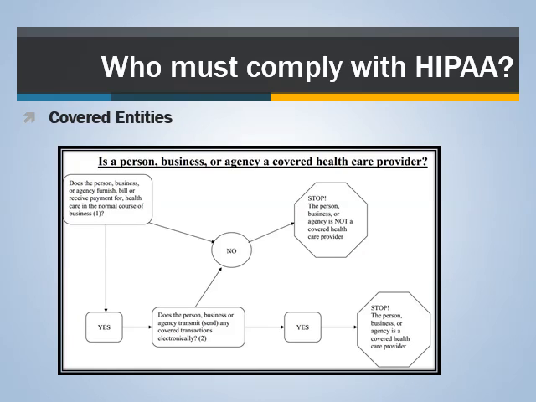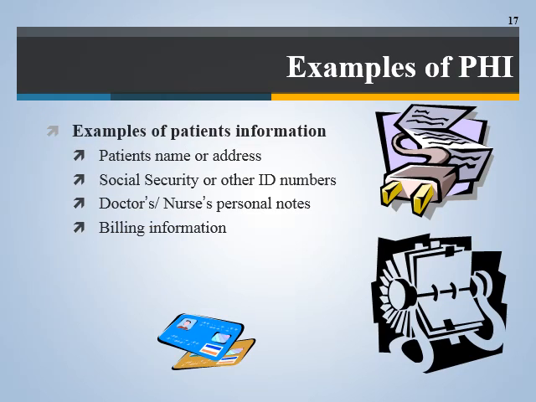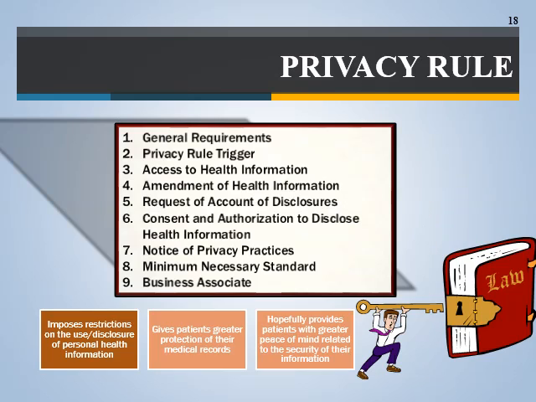Who must comply? Well, you can look at this chart, but the moral of the story is if they are a healthcare provider that uses electronic communication. Protected health information: we need to distinguish between that and psychotherapy notes. PHI is something that identifies a patient. It's transmitted in any form, and it includes their condition, their services, and their payments. Some examples of what would make something PHI.